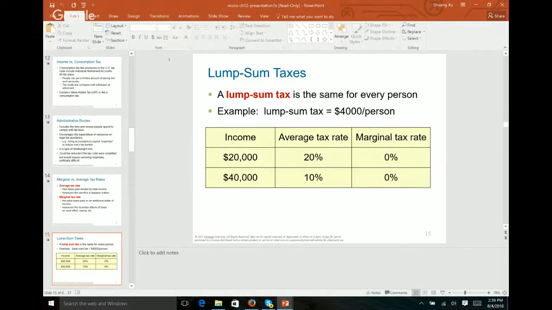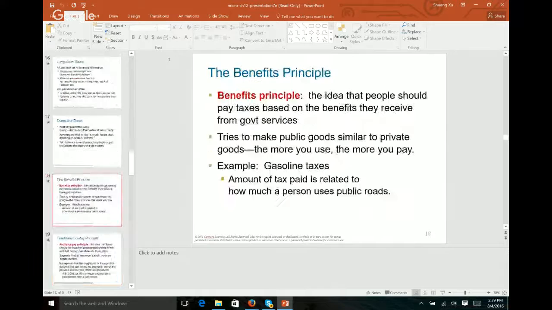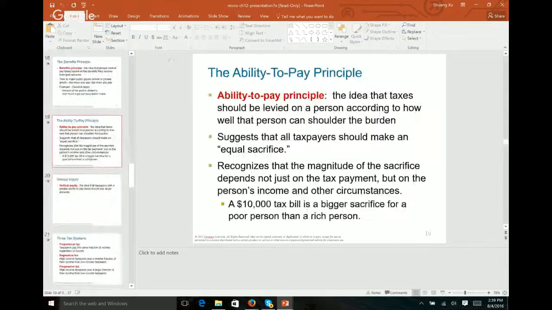So imagine that we charge a $4,000 tax per person. That's called a lump sum tax. Let me see what else. Oh, know what this is.